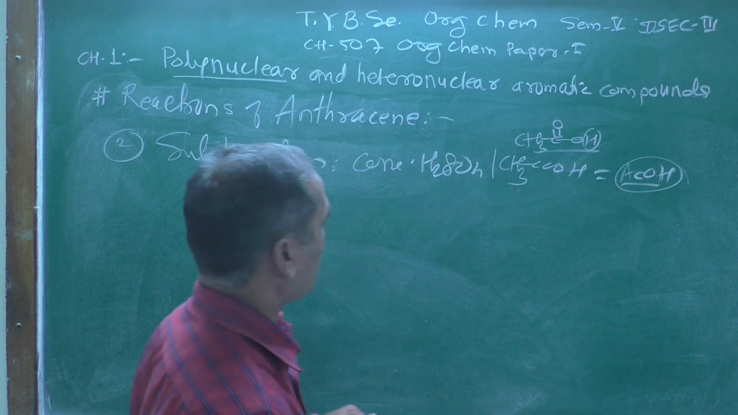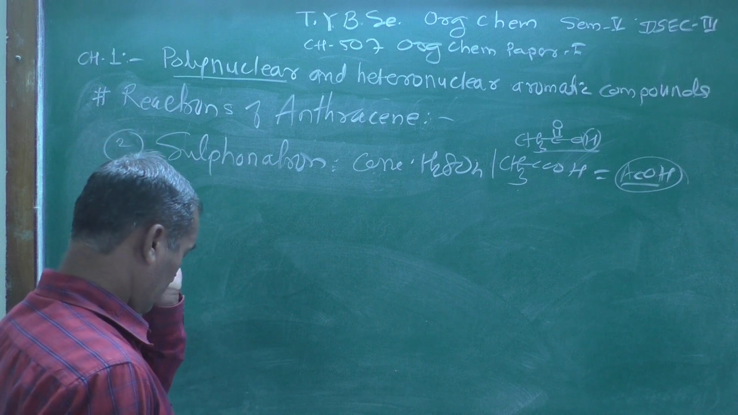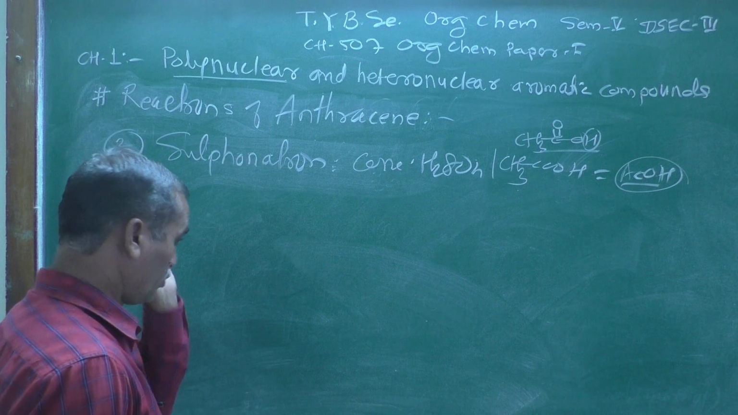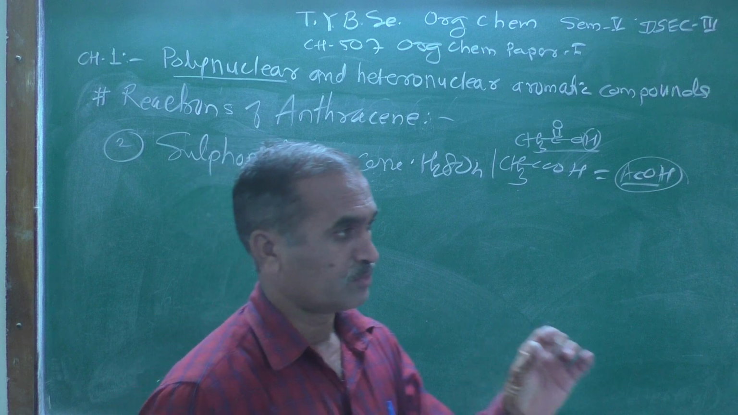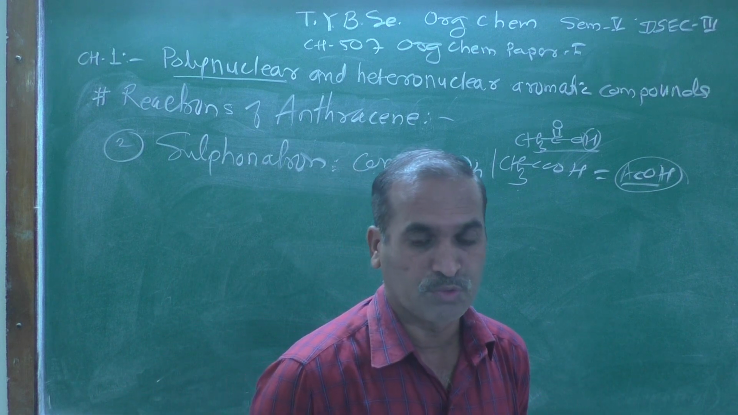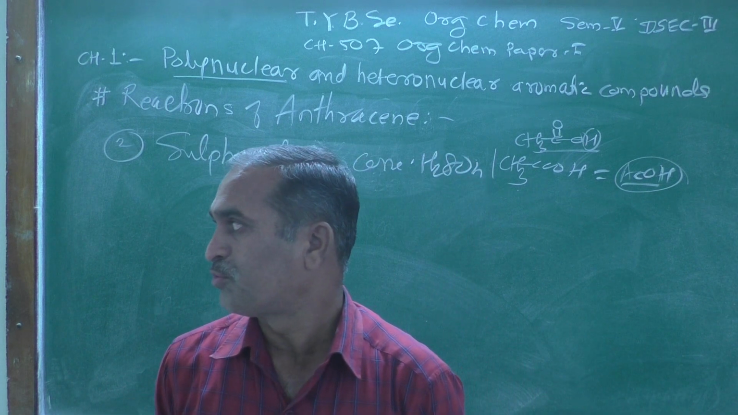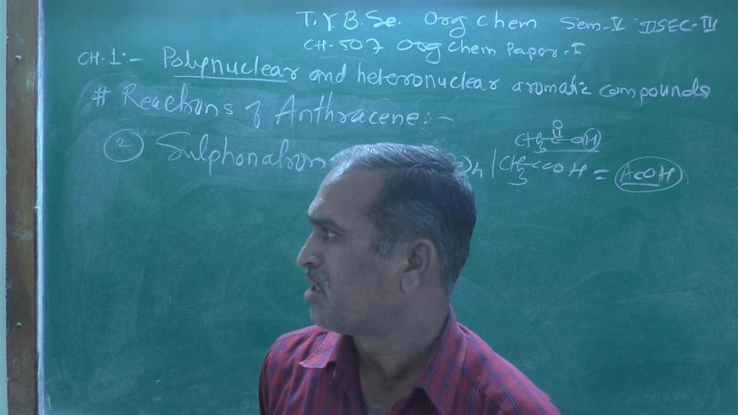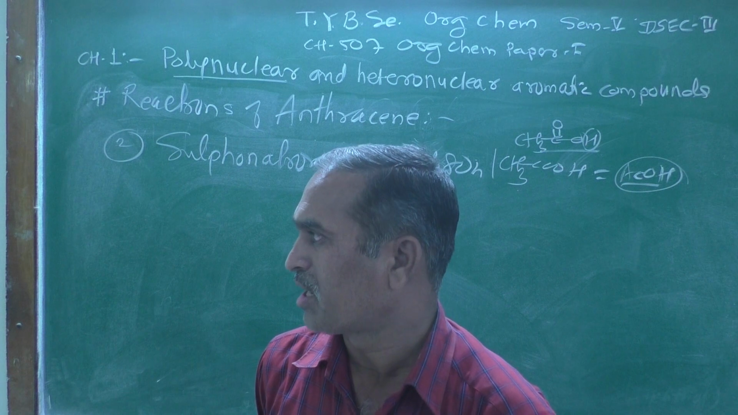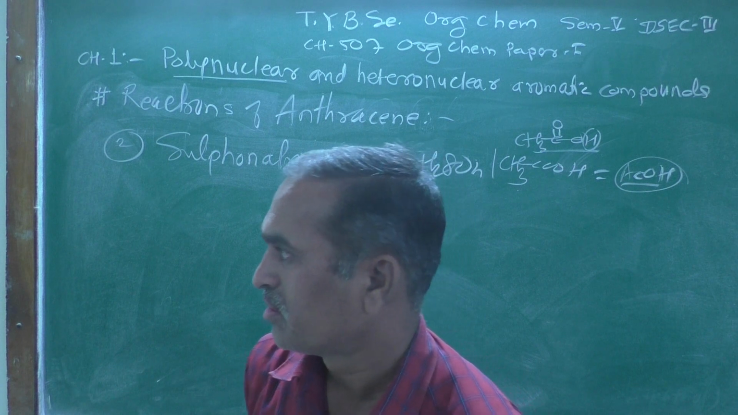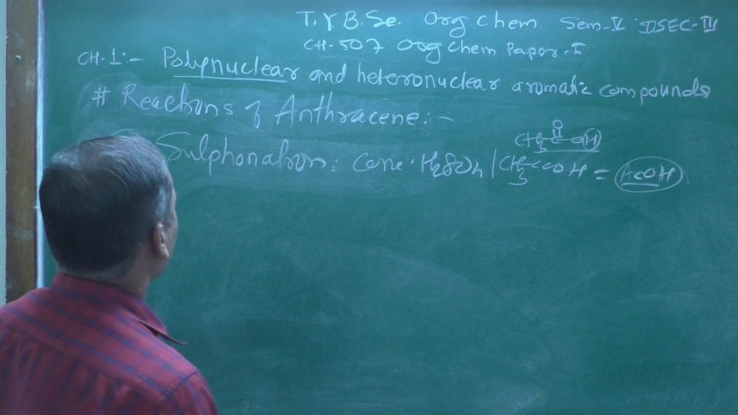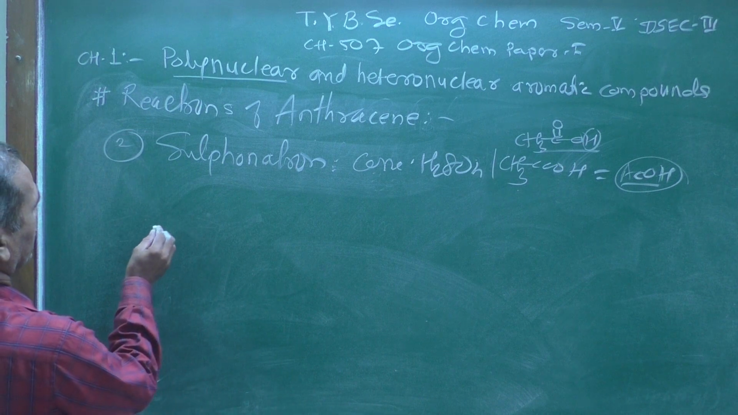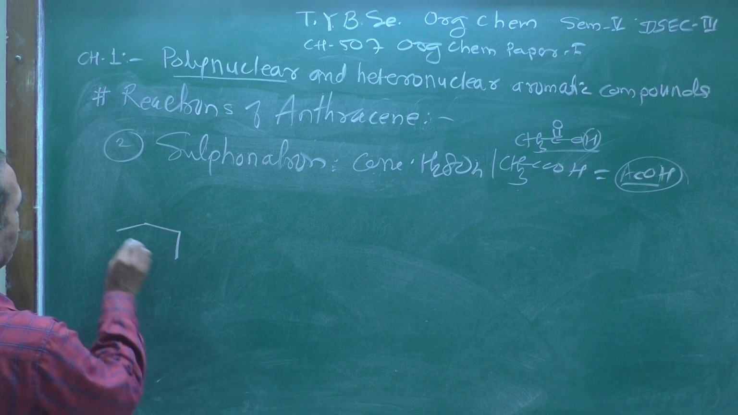Similar to naphthalene, anthracene also has two positions, 1 and 2 position. Sometimes they are referred to as alpha and beta positions. So let us see the sulfonation reaction once again.